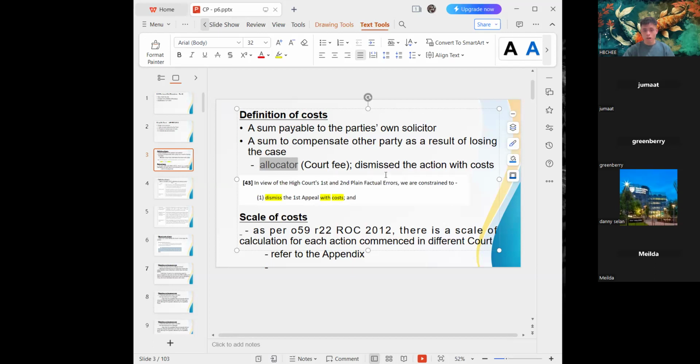I've also screenshotted one example from a judgment. When the court has dismissed a certain action or application, you will see "dismissed with costs", so this cost refers to the cost that we have to pay into the court. Is everyone clear?